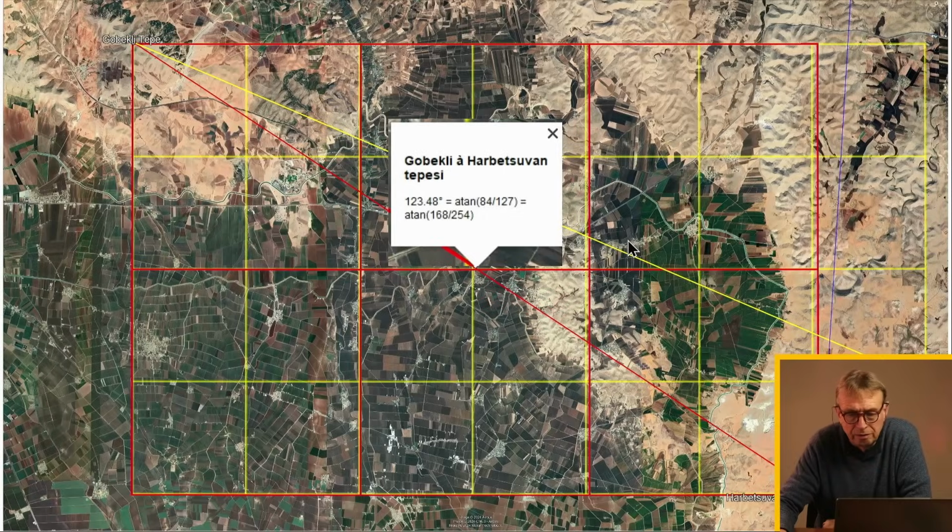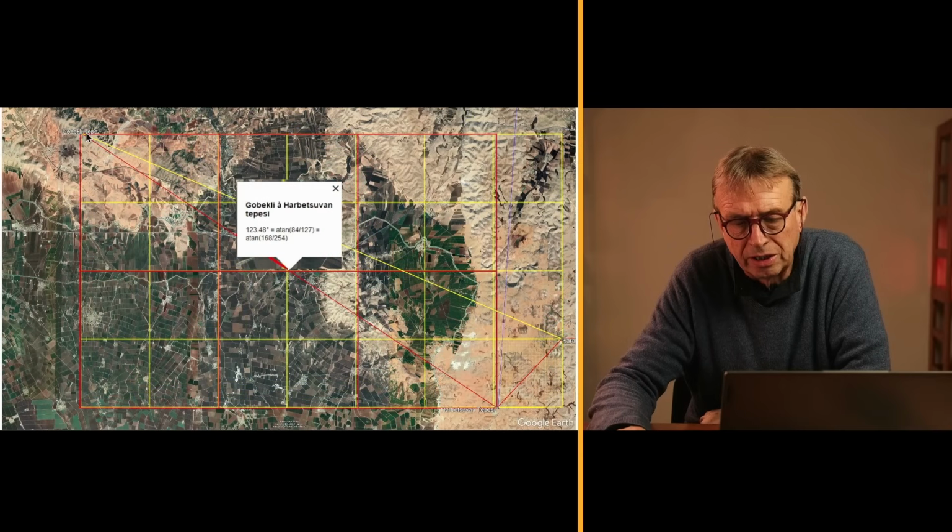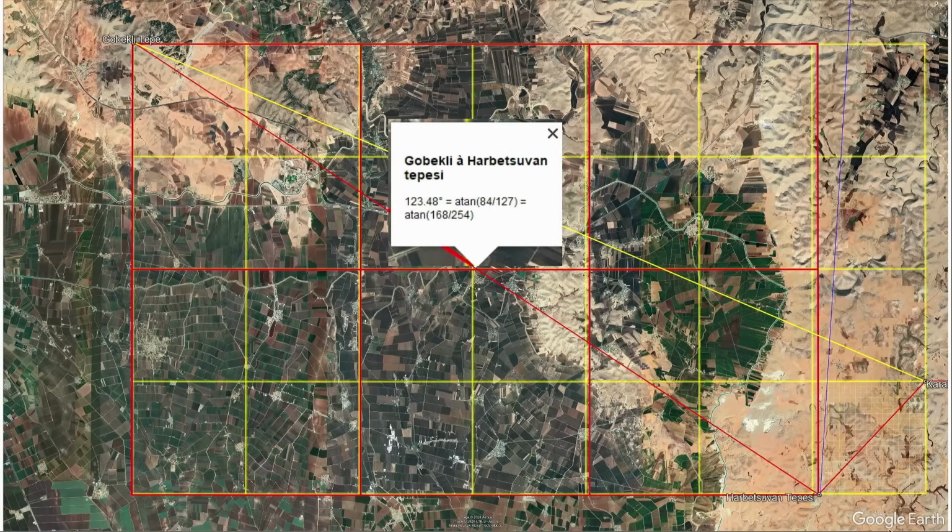So if we look at this, we can see the angle this time from Göbekli Tepe to Harbetsuvan Tepesi. If I take this angle on Google Earth, I get a result of 123.48 degrees and not 123.69, which is what I would have got on a 2x3 square. So it's a slightly smaller angle.